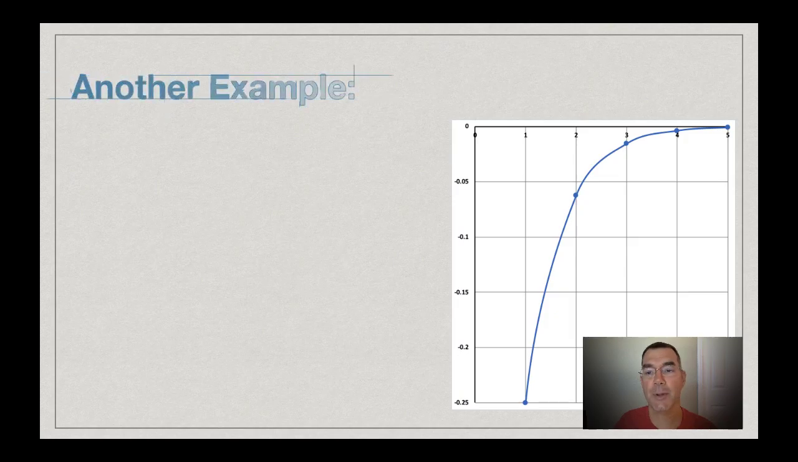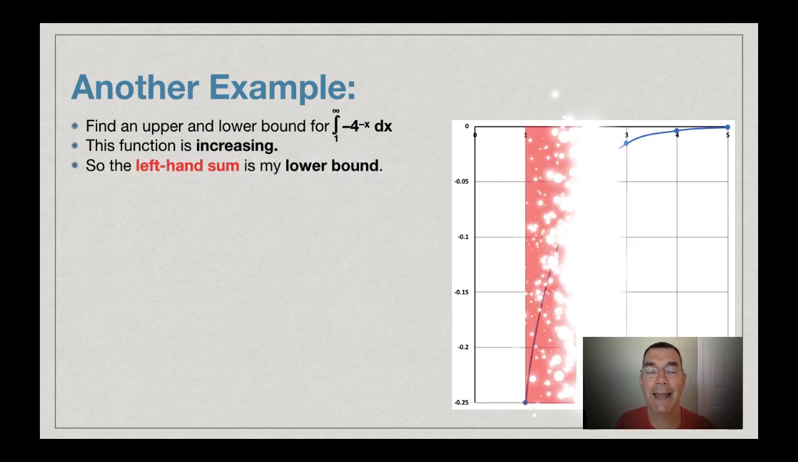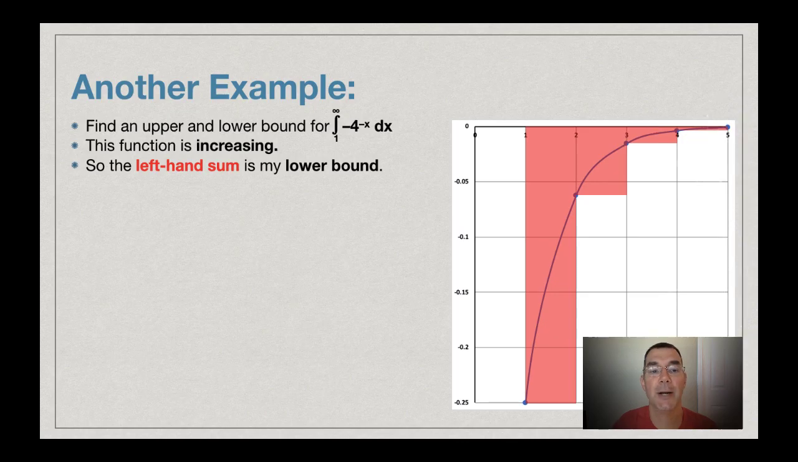All right, here's an example of a function that is increasing. So we'll see what we mean when we say that the left-hand sum is actually a lower bound and the right-hand sum is an upper bound. So this function is increasing. I'm doing -4 to the negative x. Again, I could find the antiderivative of that, but I'm just using simple examples so that you get the concept. There's the left-hand sum, and the first rectangle has an area of -4 to the -1.